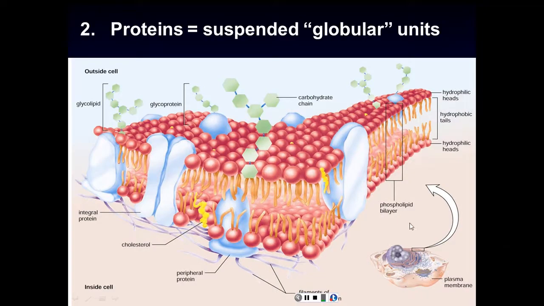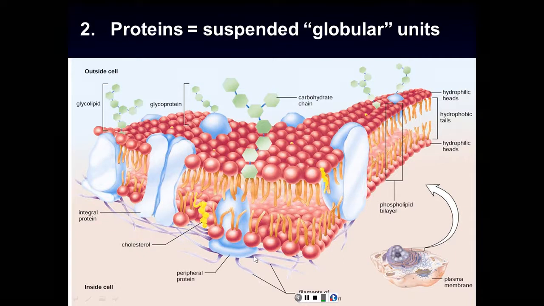Proteins, these are the globby looking things right there. I think they look a lot like marshmallows in the membrane right there. And if you'll notice, there are some that extend all the way through the membrane, that one and that one. And then there are others that are only on one side of the membrane.